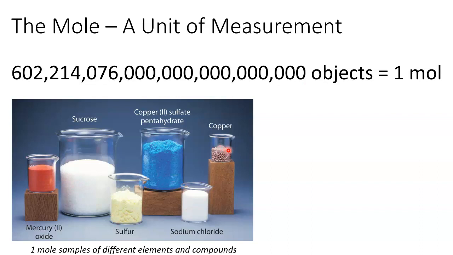are the samples that is a mole of that object, which means that in this powder right here, this mercury oxide powder, this beaker contains this many formula units of mercury 2 oxide. This beaker contains this many molecules of sucrose, which is table sugar. This one contains that many molecules of sulfur, S8, sodium chloride, which is table salt, copper, just copper metal.